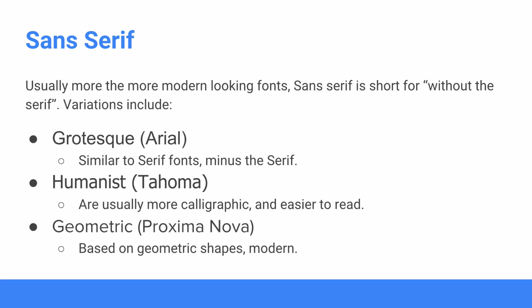Now, humanist is a bit more interesting because these are usually more calligraphic. If you notice the comparison here, Arial and Tahoma, you'll notice that Tahoma seems to have some changes in the width of each letter. In some situations, there are more human-like curves, and this makes humanist sans serif fonts usually easier to read. And last but not least, we have geometric fonts. Geometric fonts are based on geometric shapes, and they're very modern looking. They're a personal favorite of mine. I really like geometric fonts. So yeah, these are pretty cool fonts to use.